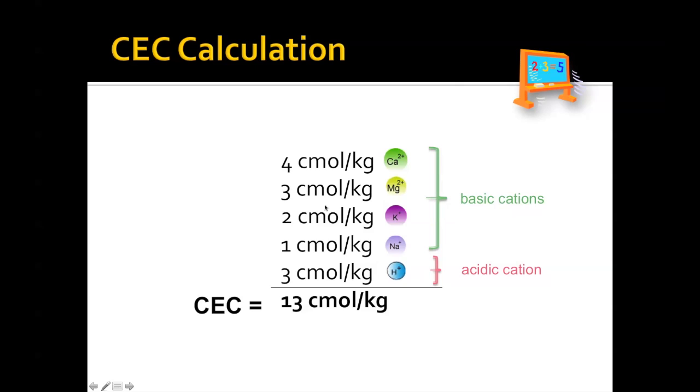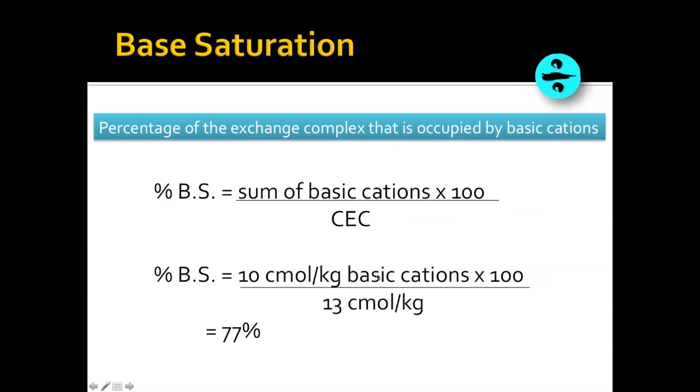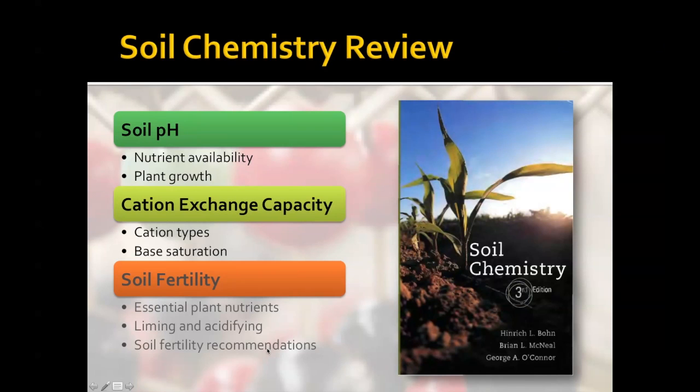So, for example, your cation exchange capacity is 13, and the amount of sites that are occupied by your hydrogen is 3 centimoles per kilogram, or milliequivalents. Your percentage base saturation would be 10 divided by 13, which would be 77%.